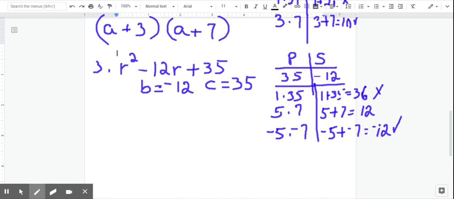So there's our answer. So again, we go back over, we put our two parentheses, we break up that first term, r times r, and then we put in our numbers from the table, minus 5, minus 7.